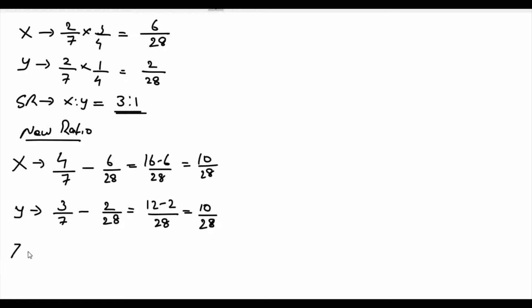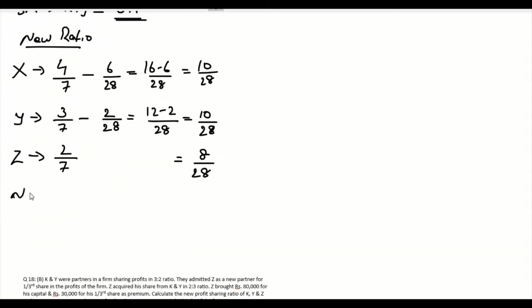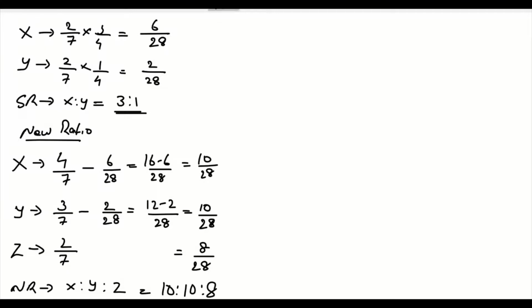Now we have Z. Z's share is already given in the question. It is 2/7, and if you want to keep the same denominator, it is going to be 8/28. Now we have the new profit sharing ratio between X, Y and Z, which is equal to 10:10:8. Otherwise, if you simplify, it is going to be 5:5:4. Now we need to also pass journal entries for this.